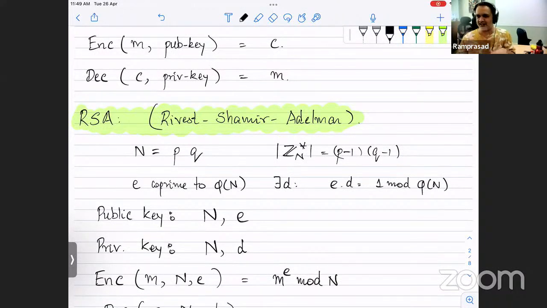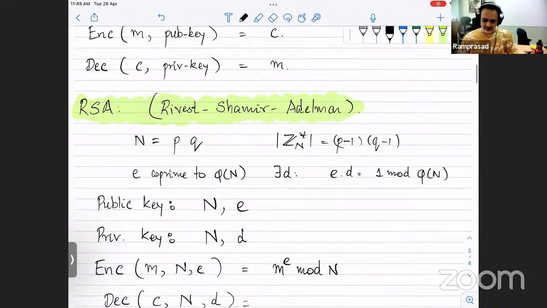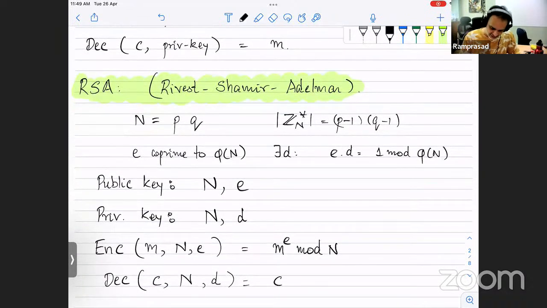Again, this is a very vanilla version of it. Problem set 3 will tell you why what I'm suggesting is perhaps not the right way to encrypt things, but I'm just giving you the bare bones version of this. And for decrypting, it's just going to be c power d mod n.